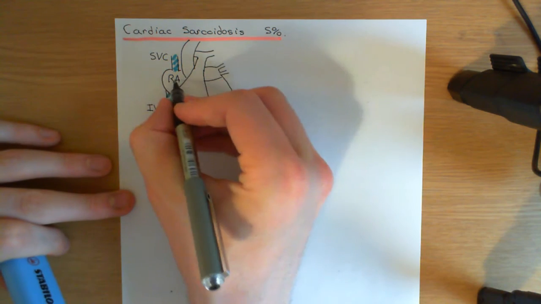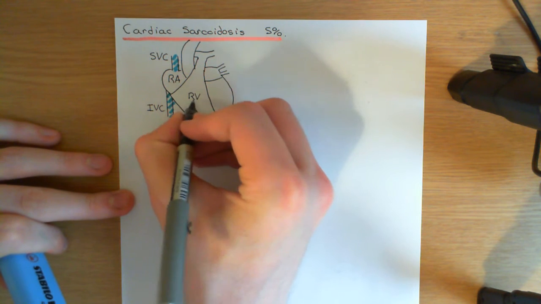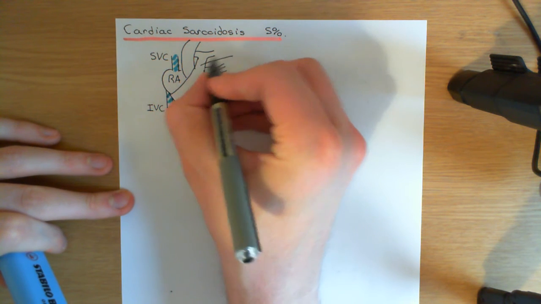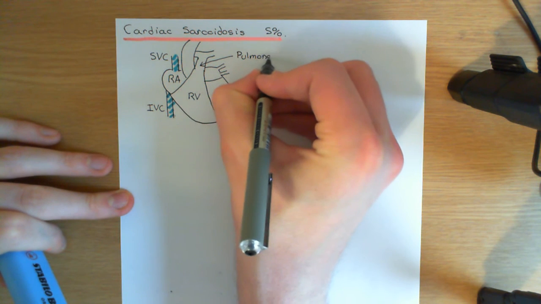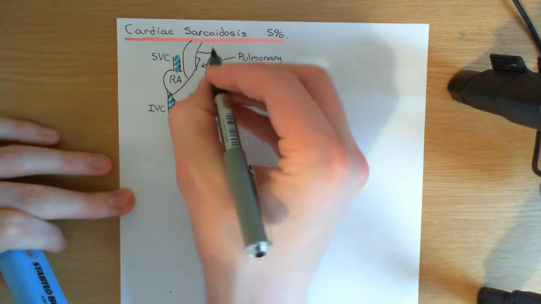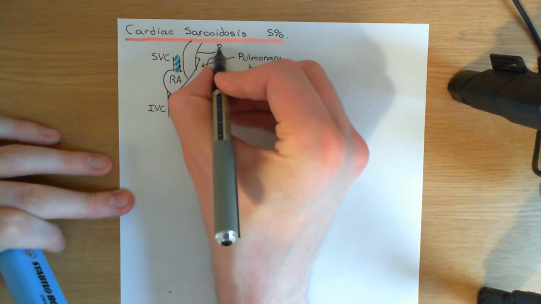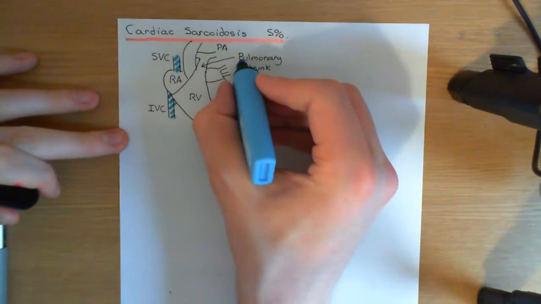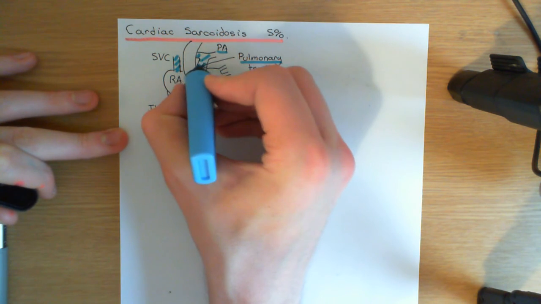And then from the right atrium, the blood will drain into the right ventricle. Then we've got the pulmonary trunk coming out of the right ventricle, so this is the pulmonary trunk. And then the pulmonary trunk is bifurcating into the two pulmonary arteries. So here we have the left pulmonary artery, and here we have the right pulmonary artery. So these are pulmonary arteries. And of course the blood is still venous here, so I'll colour those in blue as well.